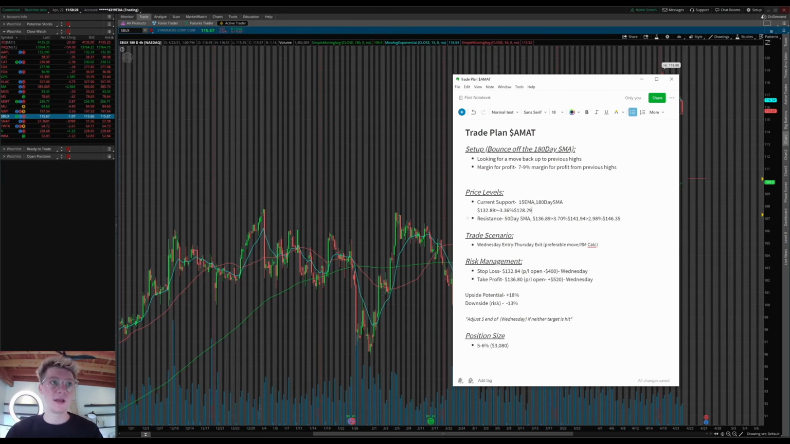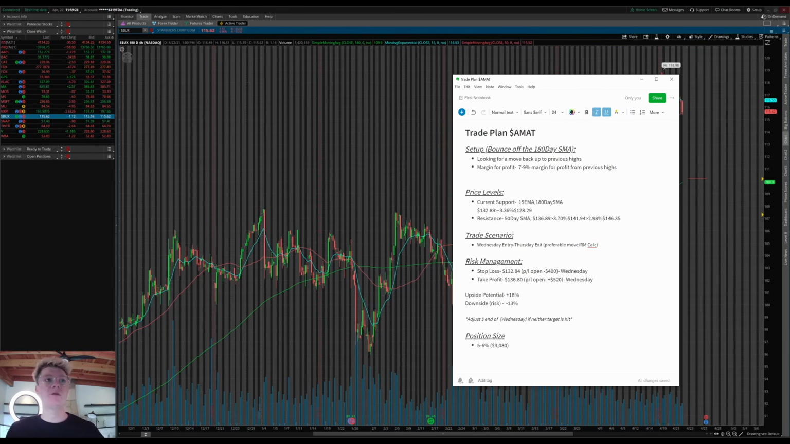And then I want to write down my trade scenario. So the trade scenario, it's pretty basic. What I like to do is I do all my calculations as far as risk management for the next day. So say today is Wednesday, I'm going to have a Wednesday entry with a Thursday exit. That is my preferable move, and that is my risk management calculation.